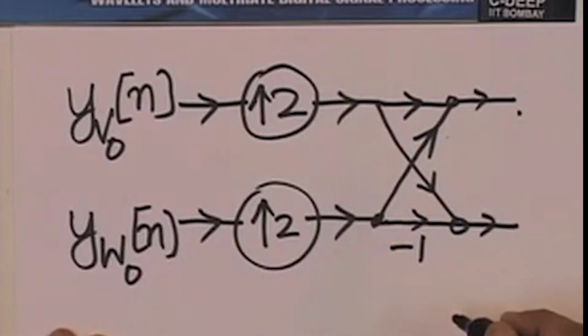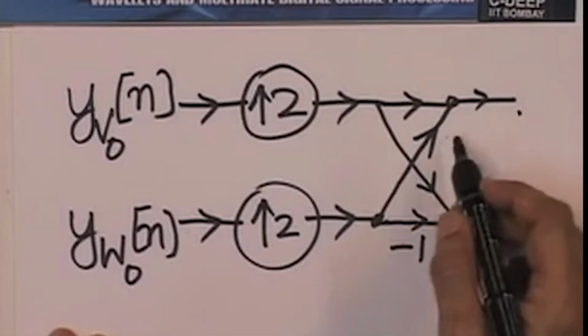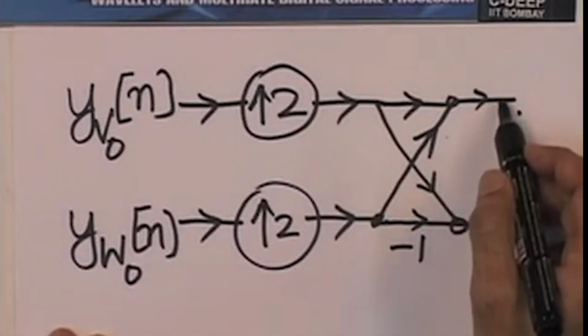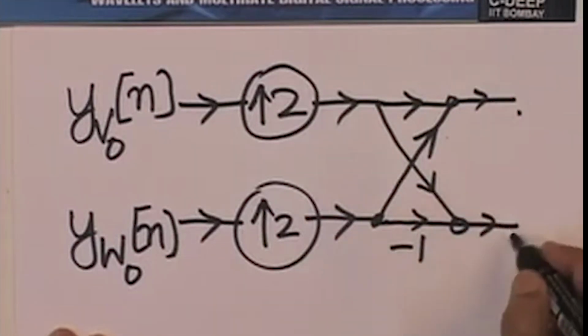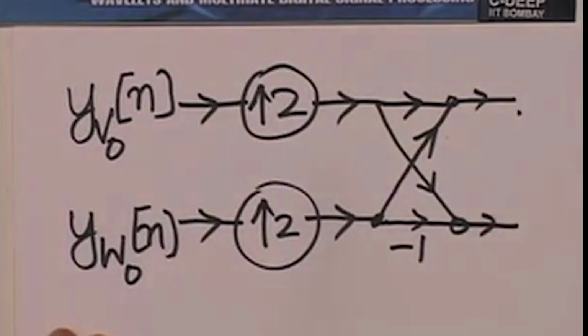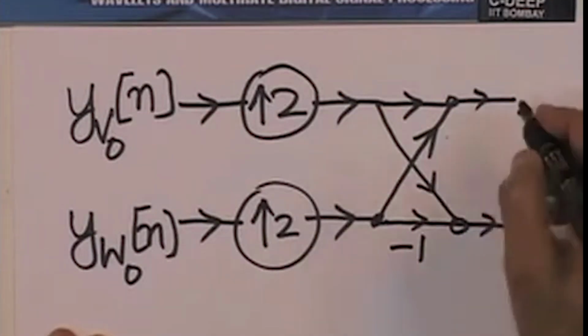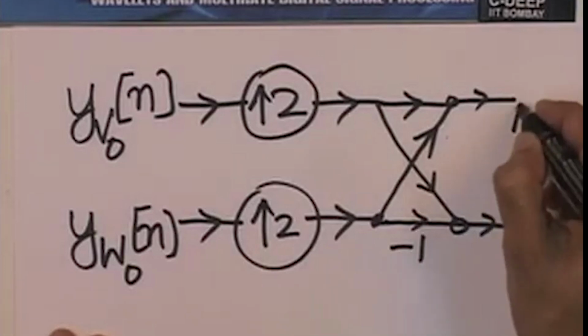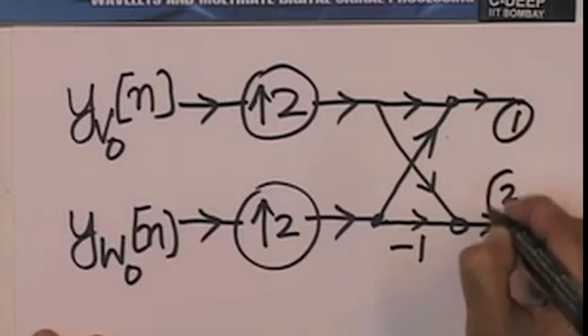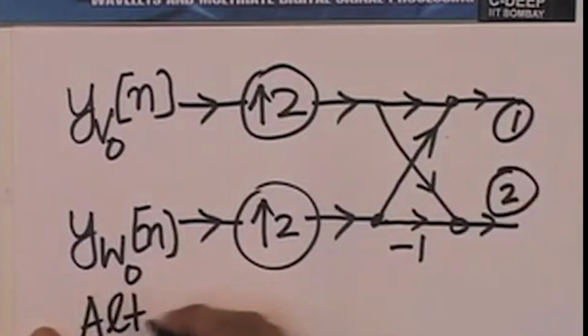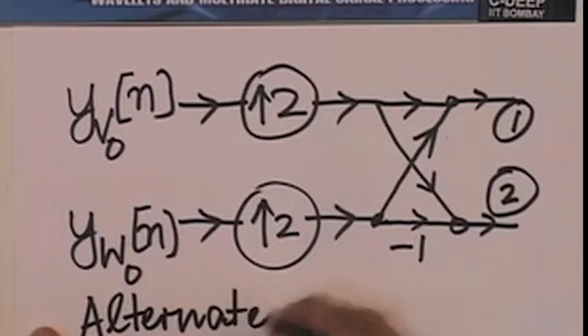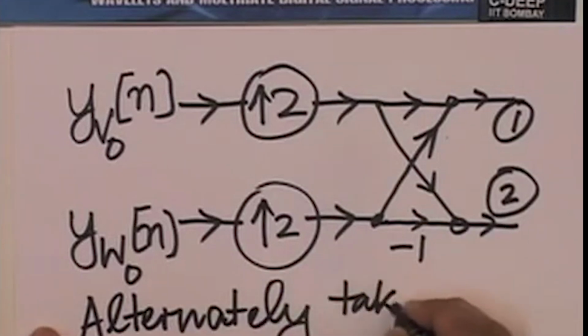So this upsampling operator needs to be located slightly differently. We have to interpret this properly. We are saying essentially take the sum branch at the 2nth point and the difference branch at the 2n plus 1th point. So, let us write that down. Let us call this the point 1 and the point 2. Alternately take 1 and 2.